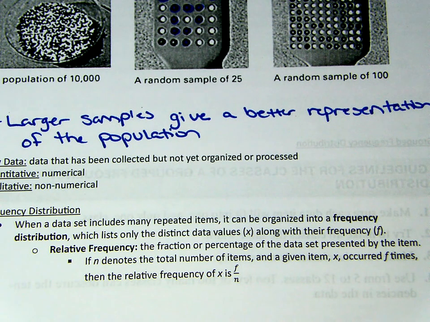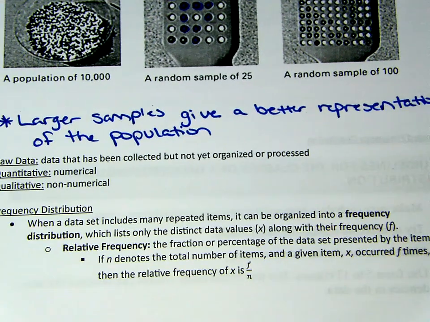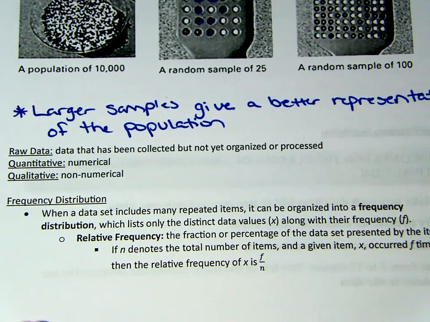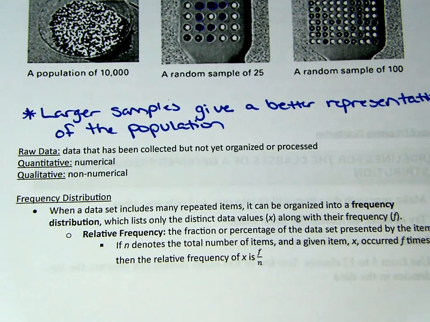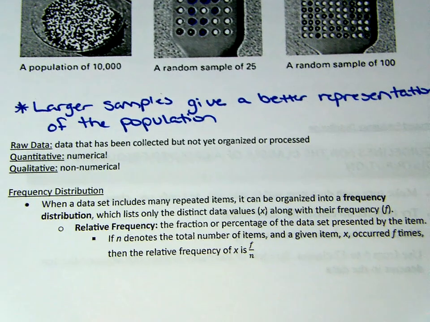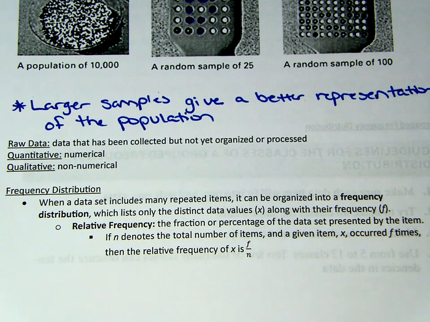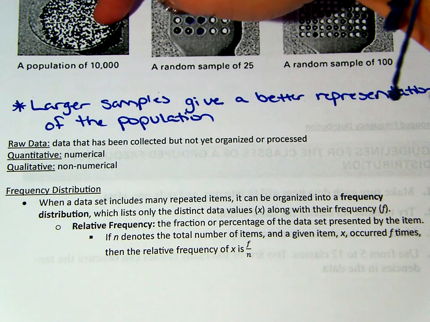So let's have some definitions. I told you there's not a lot of actual computational math today. That's why I made a handout. All right, raw data is the data that's been collected but not yet been organized or processed. Our population of 10,000 marbles here, that's kind of like your raw data. We haven't done anything with it.